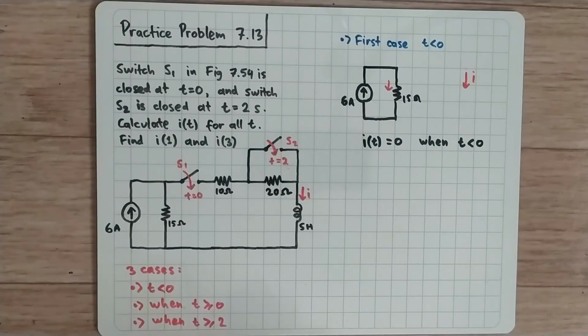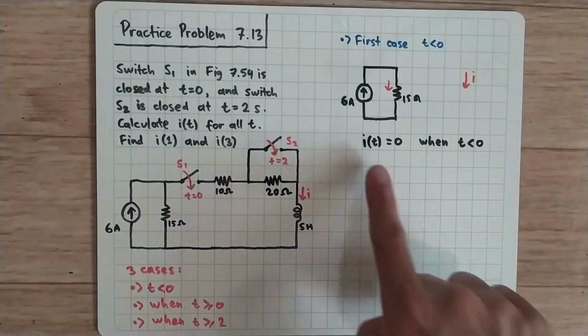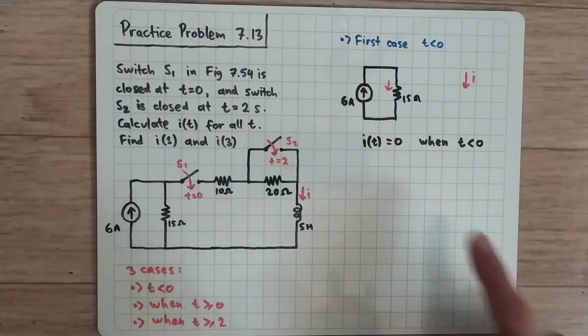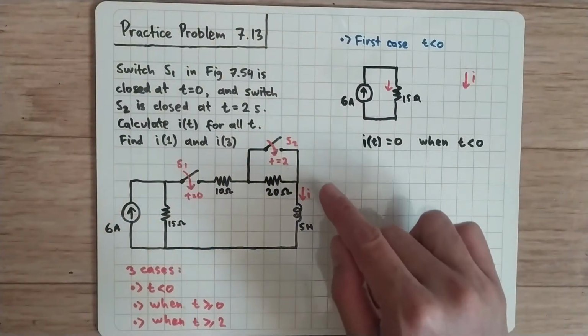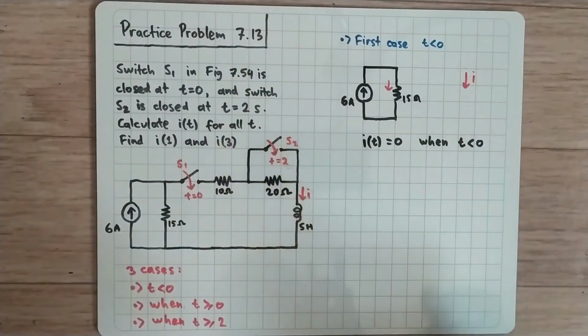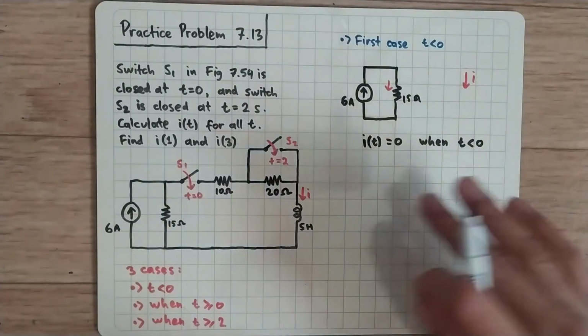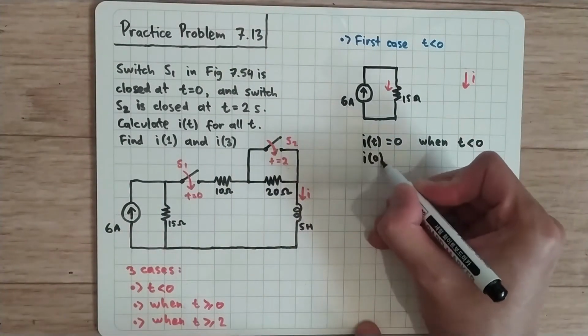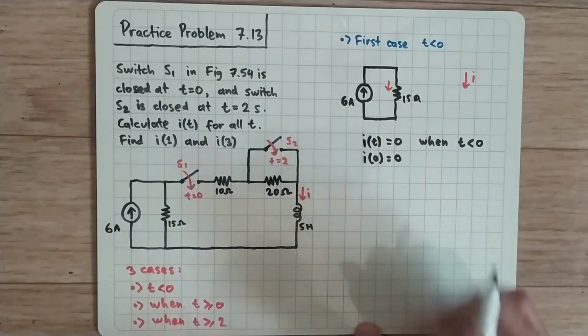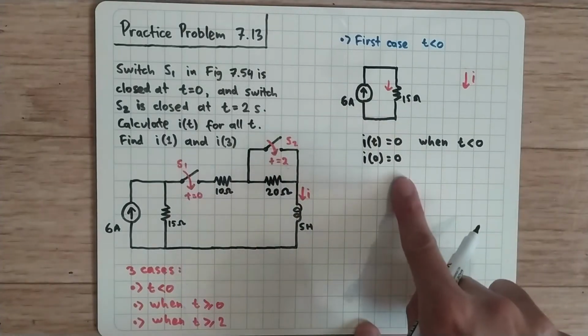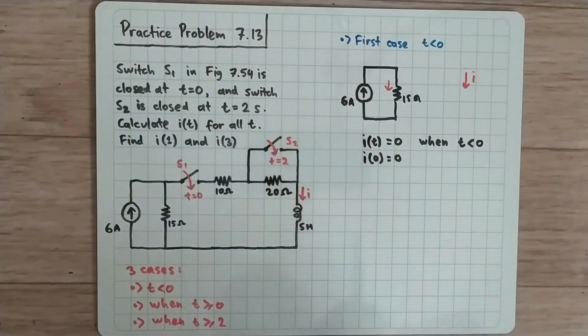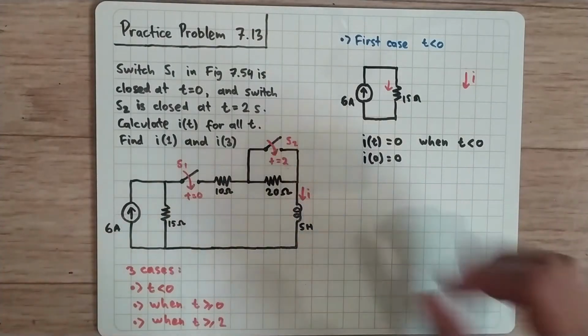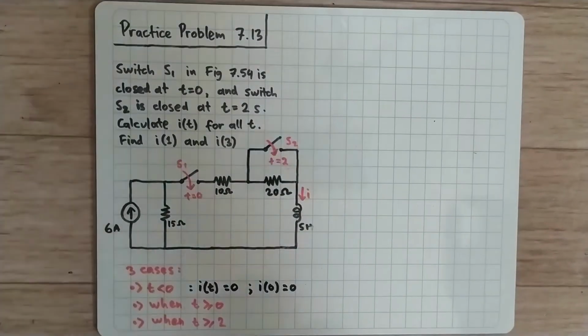Now we need to calculate i when t is equal to 0. Because the current in an inductor cannot change instantaneously, we can calculate i(0) from this iL. So we will have i(0) equal to 0. So we have two important values here, and let's save this here. Okay, and let's clear the whiteboard after that.